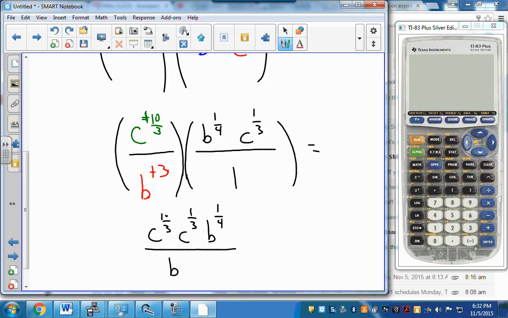Okay, so I've got b cubed on the bottom. B cubed. Okay, adding up the exponents, I've got c to the 11/3 up top, and I'm going to subtract the exponents here. So I got b to the 3, take away a quarter. So this is 12 quarters, take away 1 quarter is 11 quarters.